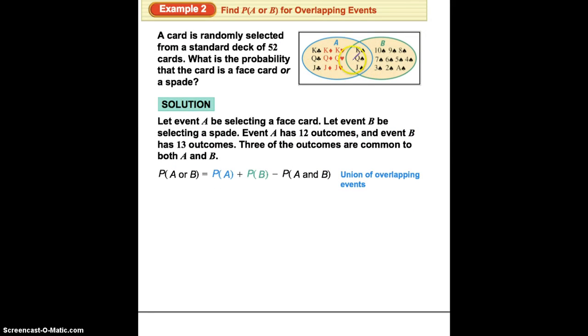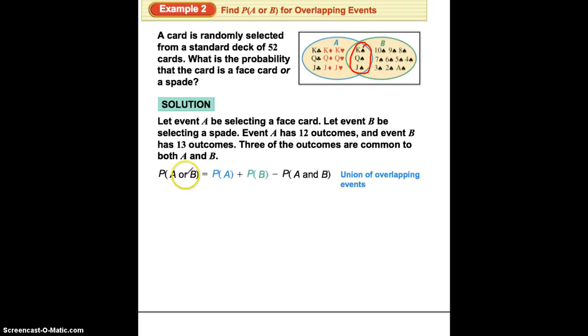Okay, here gives a better visual, I think. A card's randomly selected from a deck of 52 cards. Probability that it's a face card or a spade. There are face cards that are spades. Those are represented right here. There's the king, queen, and jack of spades. So we cannot include them in just one of the circles.